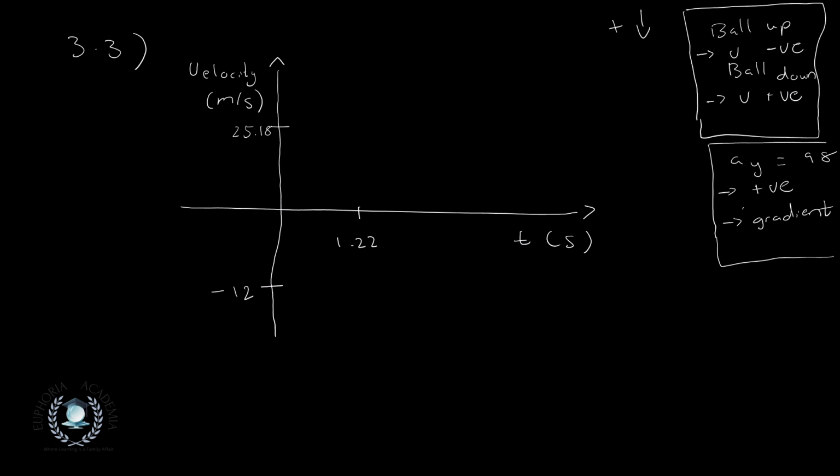From 0 seconds, it goes to a maximum height, and at the maximum height, the velocity is 0. So that means at 1.22 seconds, the velocity is 0, and then it's just going to increase. In your case, this has to be a straight line to show the constant gradient, and it has to be positive as long as you took downwards as positive. So that's your graph, and that's your question 3.